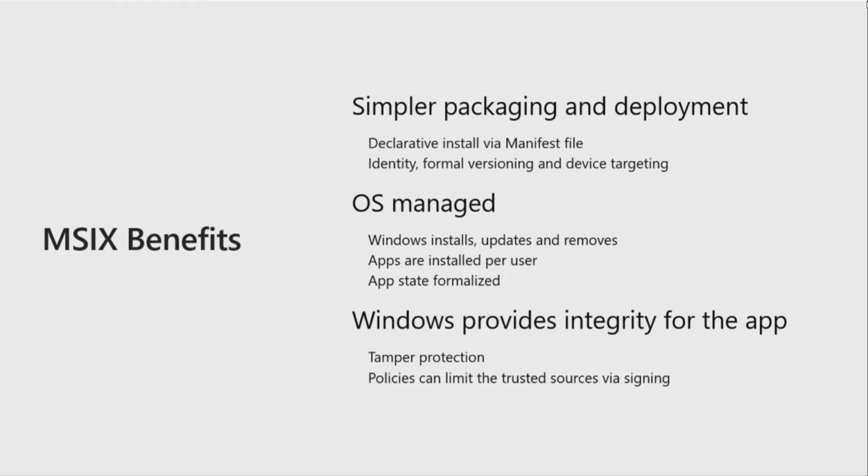And then lastly, Windows provides integrity for the application. Leveraging the things that we talked about, code signing combined with the block map, we know that the files that are laid down on disk are the ones the developer intended. So at any point, if anything is ever changed or altered in that app, we know that and we can take action on that to make sure that the user's app is never compromised.